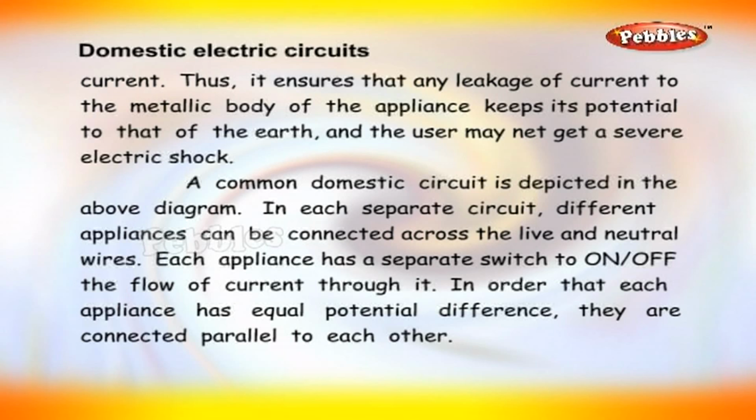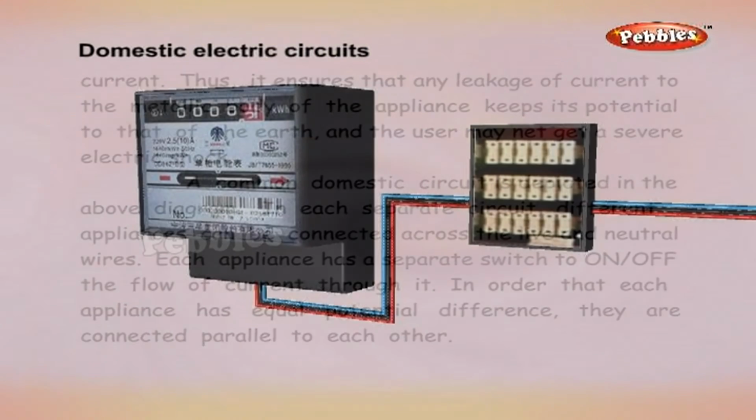A common domestic circuit is depicted in the above diagram. In each separate circuit, different appliances can be connected across the live and neutral wires. Each appliance has a separate switch to on/off the flow of current through it. In order that each appliance has equal potential difference, they are connected parallel to each other.